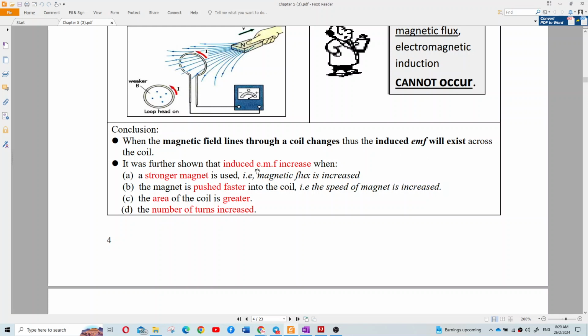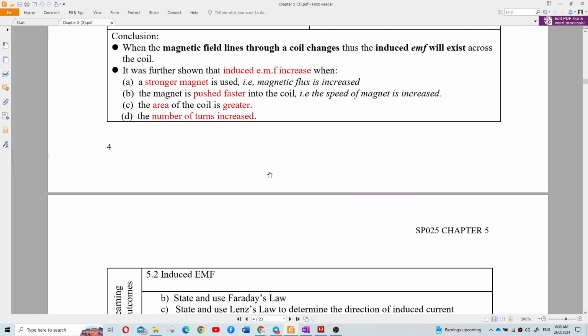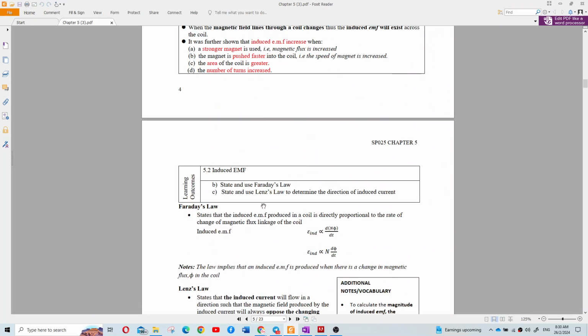It is also shown that the induced EMF will increase if you use a stronger magnet, if you push the magnet faster into the coil, that is, increase the speed of the magnet, if you increase the area, and if you increase the number of turns. Also will increase the electricity generated. So this is the qualitative explanation. Let's move on to quantitative explanations.